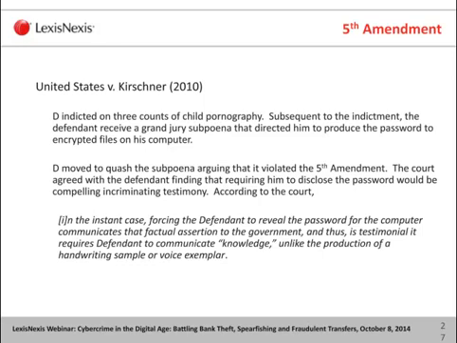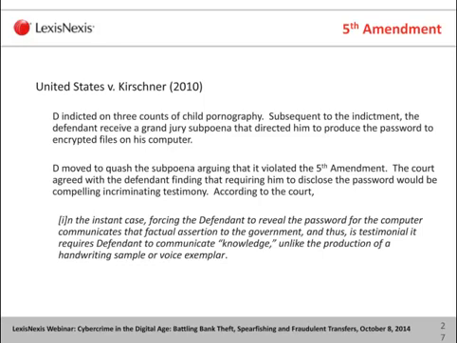So let's start off with the United States v. Kirshner. All right, so the defendant here is indicted on three counts of child pornography. Subsequent to the indictment, the defendant received a grand jury subpoena that directed him to produce the password to encrypted files on his computer. Defendant moved to quash the subpoena, arguing that it violated the Fifth Amendment. The court agreed with the defendant, finding that requiring him to disclose the password would be compelling incriminating testimony.